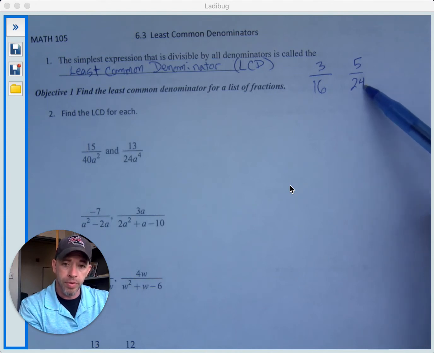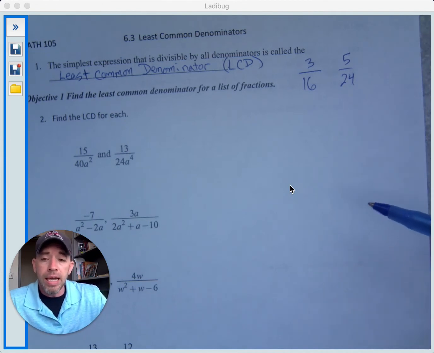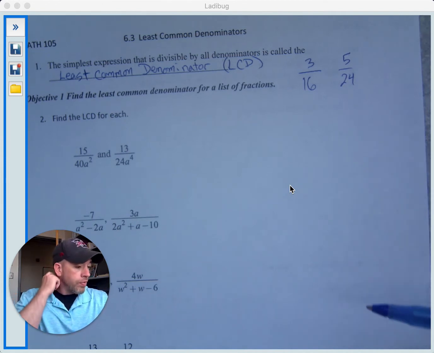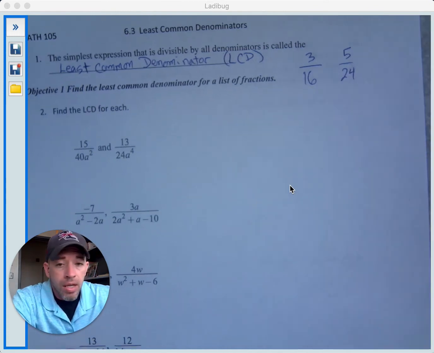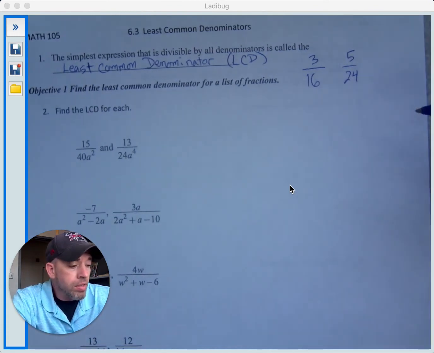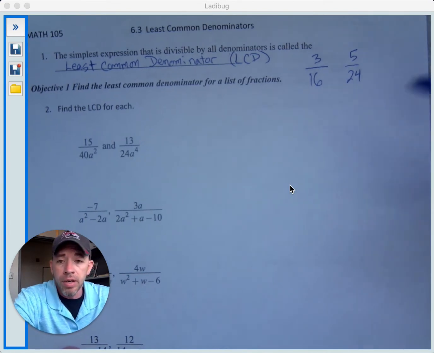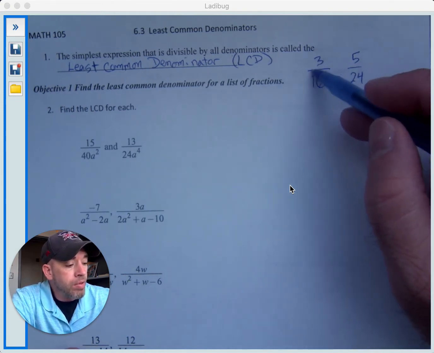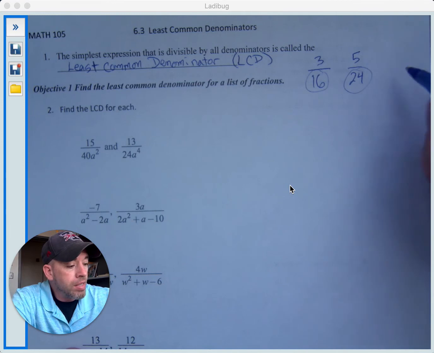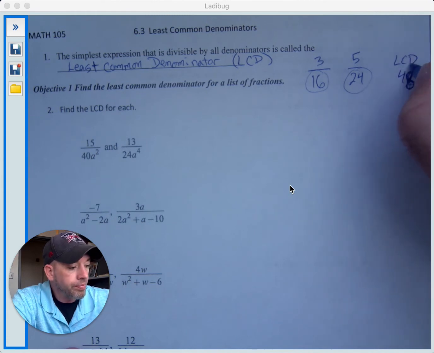So 24 doesn't work because 16 doesn't go into 24. 24 times 2, though, is 48, right? And 16 does go into 48. So your LCD would actually be 48. And so the reason we do this is to try to find a common denominator in order to add them later on or subtract them later on. But we want to find the smallest number that both of these will go into. In this case, that's 48. Oh, not 46, 48. And that would be your LCD.